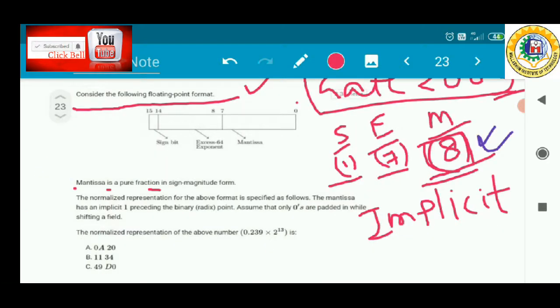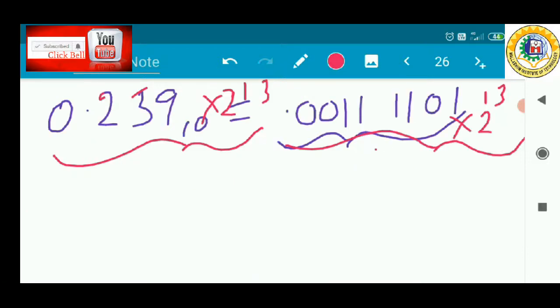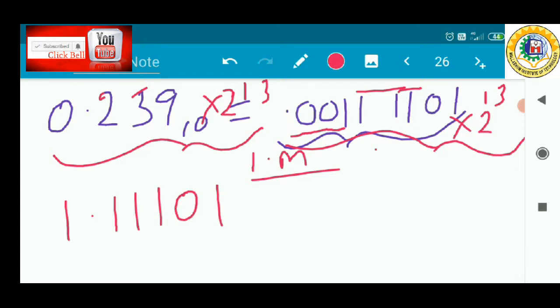So the normalized representation of the above format is specified as follows. The mantissa has an implicit 1 preceding the binary radix point, and assume that only zeros are padded while shifting a field. The meaning of that is that this number has to be represented in 1.m format. So you have to shift the point by 3. The mantissa is 8 bits.